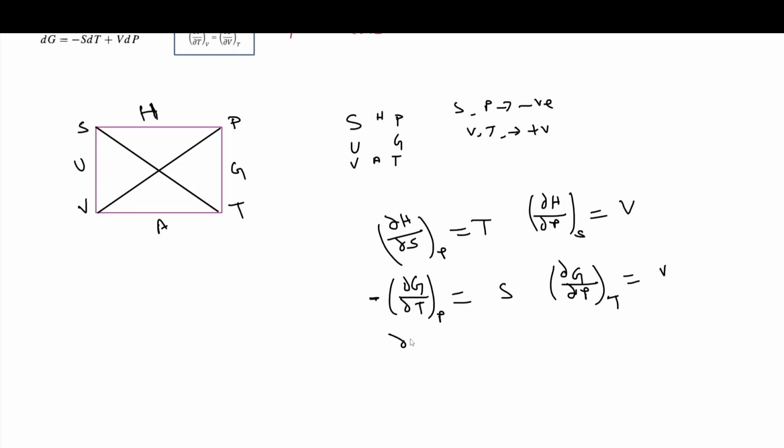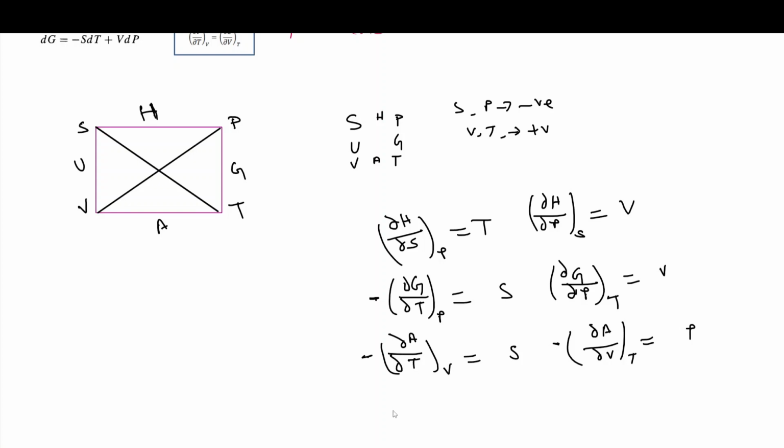Again, for dA, we get the equations like del A by del T at constant V; the value will be opposite of T, that is S. And del A by del V at constant T, the value will be opposite of V, that is P. For P and S, the value will be negative.